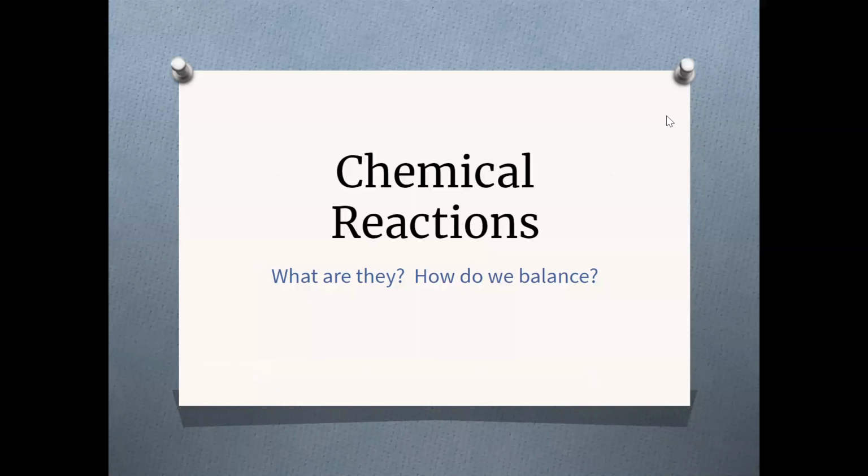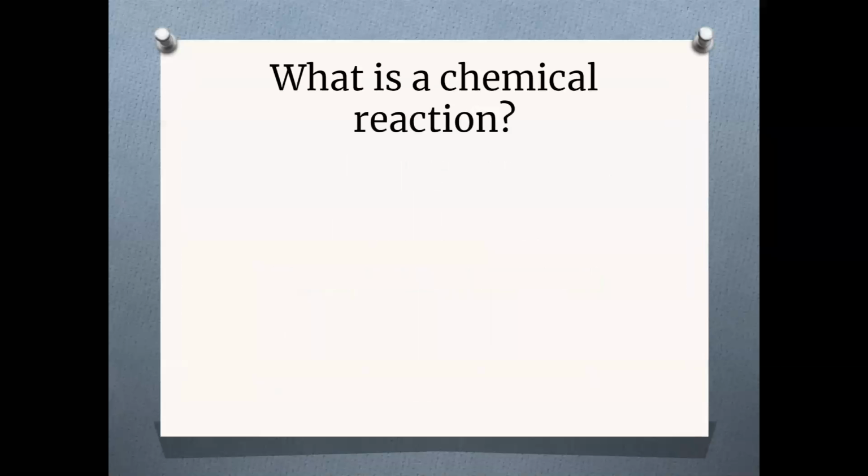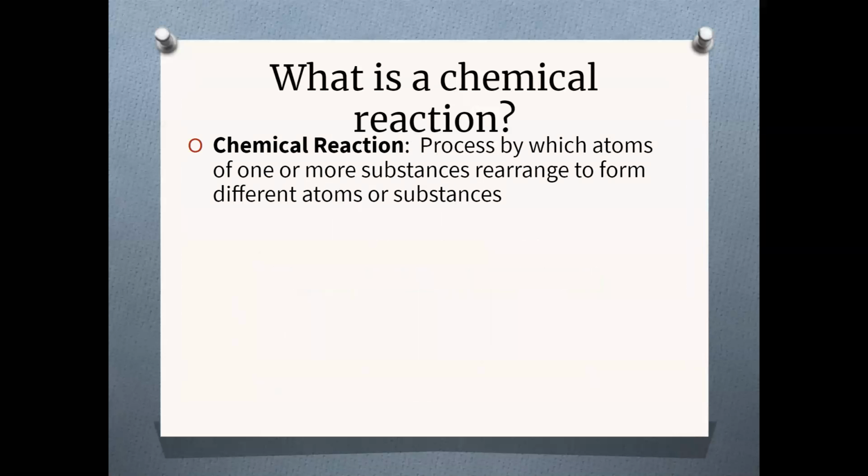Hi everyone. Today we're going to talk about chemical reactions. You've already made it through naming and drawing structures for ionic and covalent molecules, so this is going to be the next step, reacting stuff together. What is a chemical reaction anyway? It is a process by which atoms of one or more substances rearrange to form different atoms or substances.